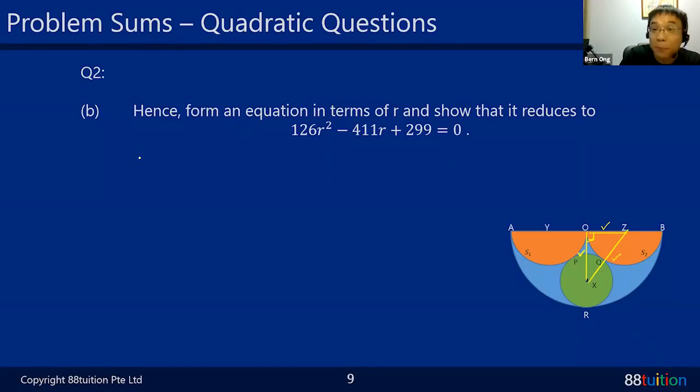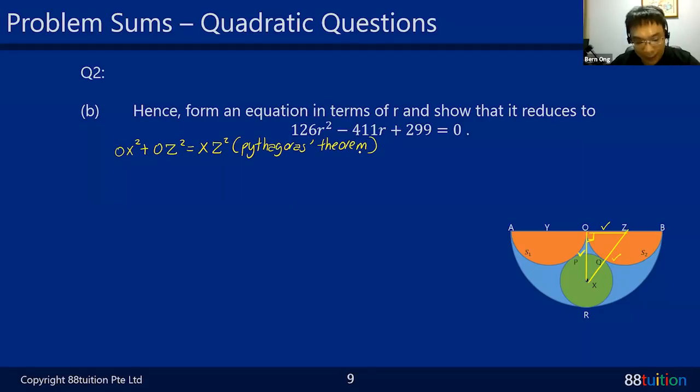So let's try to use Pythagoras Theorem to form the equation. If not enough information, then how? Don't worry. You have to do something. Let's try to do something. So down here, you can write OX squared plus OZ squared is equal to XZ squared. And please declare Pythagoras Theorem. Just write it one time, spell correctly. Don't let your teacher minus your marks unnecessarily. And what is OX?